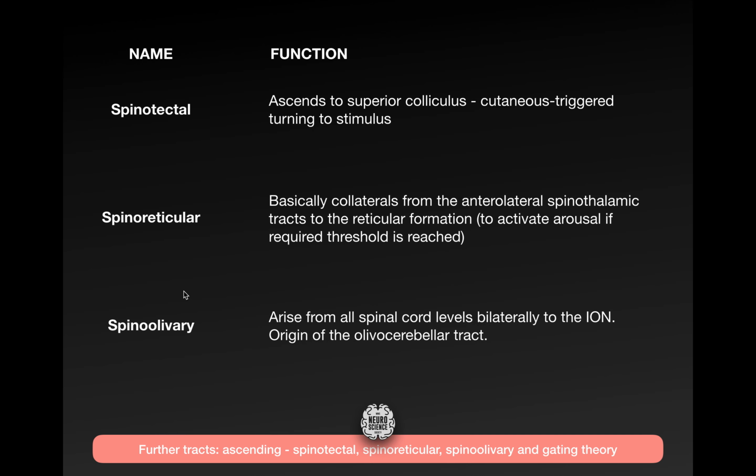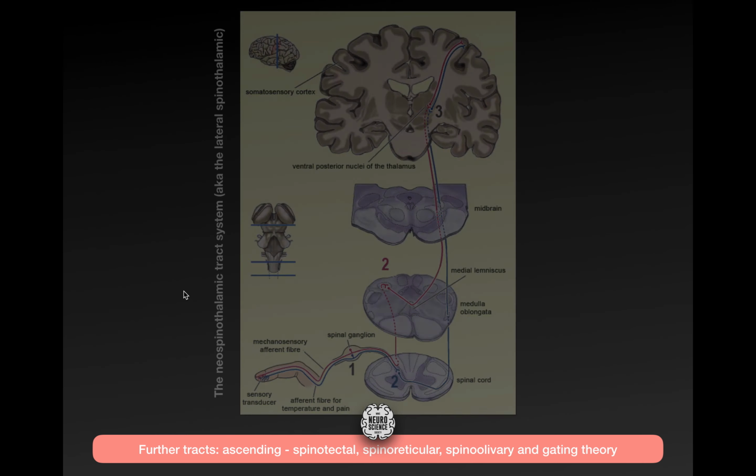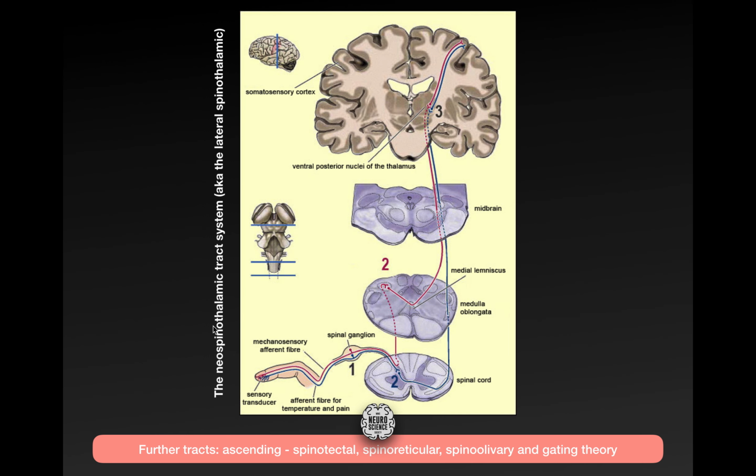of that olivocerebellar tract. And as a revision, what kind of fibers originate from the olivary nuclei and project towards the cerebellar cortex? That's something for you to try and remember. So this talks about the different kinds of spinothalamic tracts.